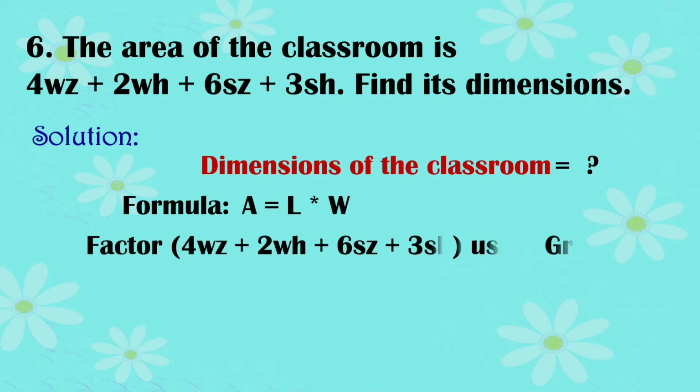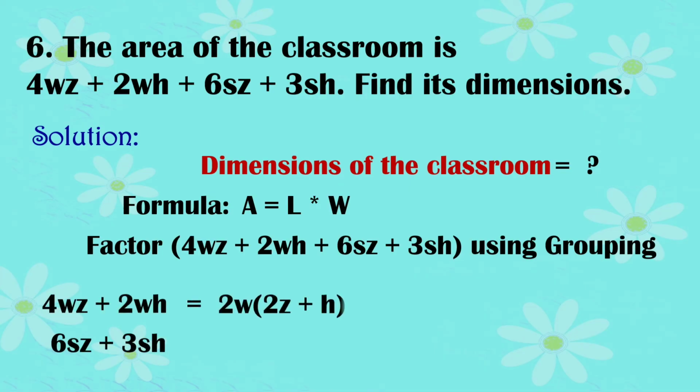So, ganyan pa rin yung formula. So, using grouping, i-group natin yung 4 sa 2. So, kahit ano naman pwede, as long na may maipalabas tayong common binomial as one of the factors nila. Okay? So, yan yung ginrupo ko. So, si 4WZ plus 2WH, meron siyang factor na 2W times quantity 2Z plus H. At si 6SZ plus 3SH ay may factor na 3S times quantity 2Z plus H. So, meron akong naipalabas na factor na magkaparehas sila. So, one of the factors yan.